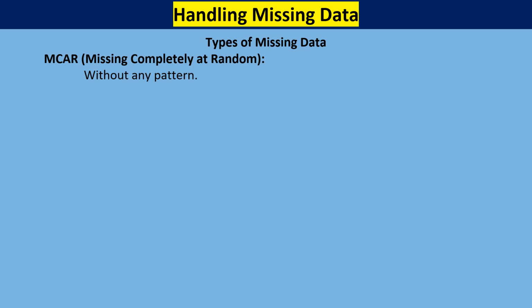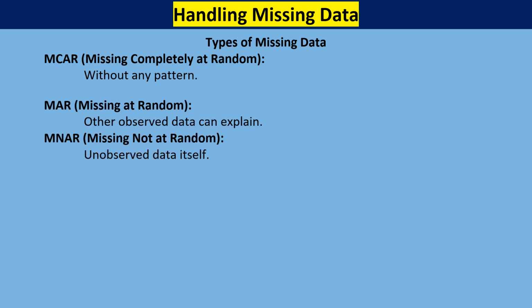MCAR, missing completely at random: data is missing without any pattern. MCAR data is generally less problematic because its absence does not depend on the values themselves. MAR, missing at random: data is missing in a way that other observed data can explain. MNAR, missing not at random: missing data is related to unobserved data itself.